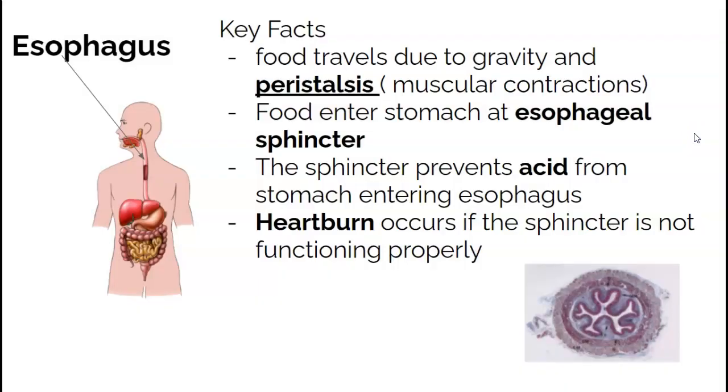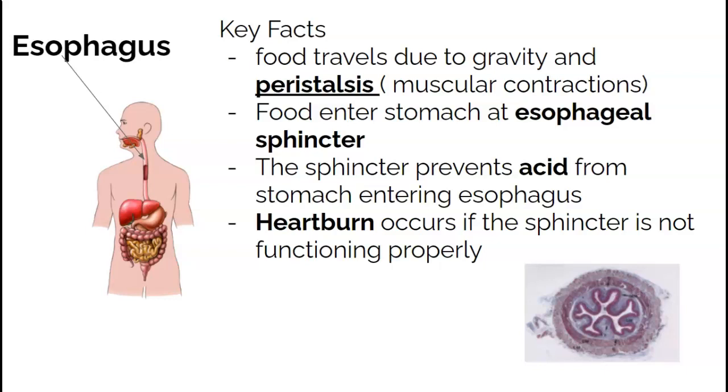Now, key facts about your esophagus: it's a tube that runs from your mouth down to your stomach, and as food travels, it uses gravity and something called peristalsis, which are muscular contractions. So peristalsis is the movement of pushing food down into your stomach. Now, it enters through something called the esophageal sphincter. It's a sphincter that sits right at the top of your stomach where your esophagus meets, and it is closed. So when food is coming down your esophagus, it relaxes and opens up. Now, food enters in and heads into your stomach.